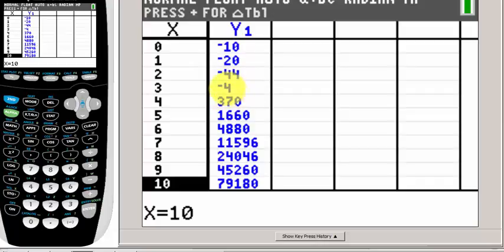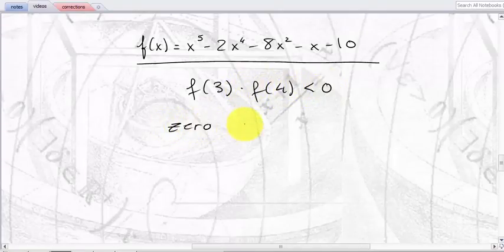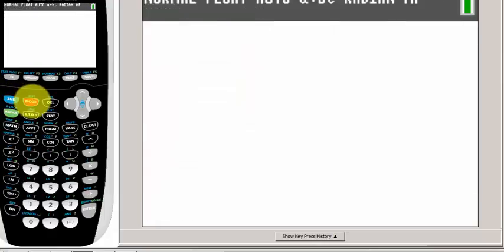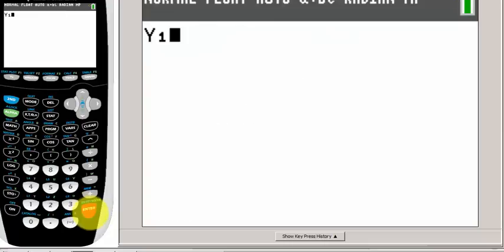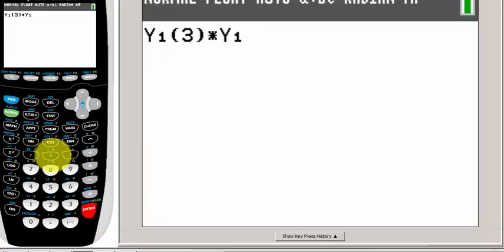There is a sign change right here in the output. Therefore, between 3 and 4, f of 3 times f of 4 is negative. So I know there is a 0 between 3 and 4. Okay, so now I'm going to go on my home screen, and I'm going to do y1 of 3 times y1 of 3.5.